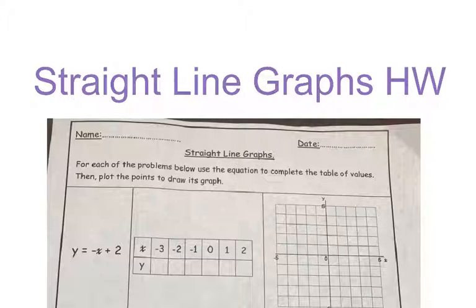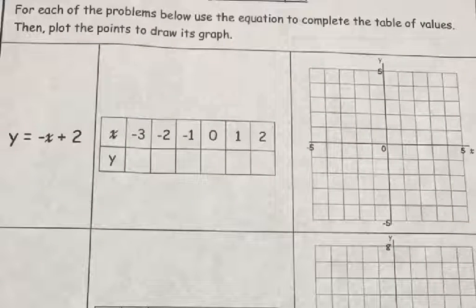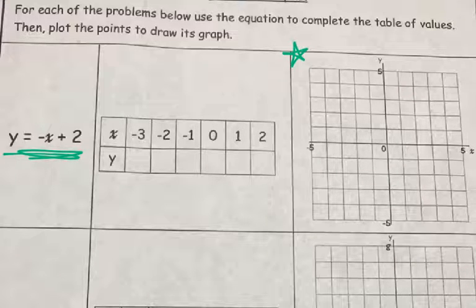All right, here is an example, actually the first three problems for your straight line graph that you had to finish for homework. In the first problem, you are given your equation right here. What you need to do in order to be able to plot that equation on a coordinate grid is you need to figure out what your y values are for the points that you'll be plotting. So here's how you do it.